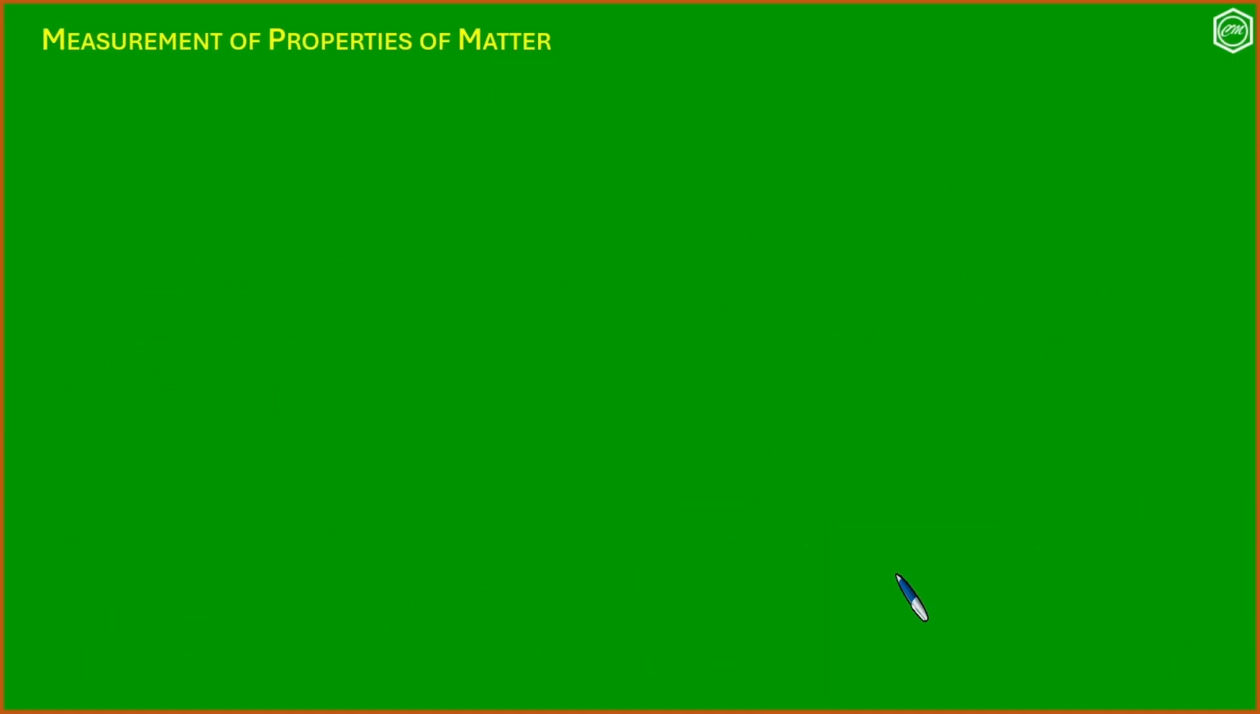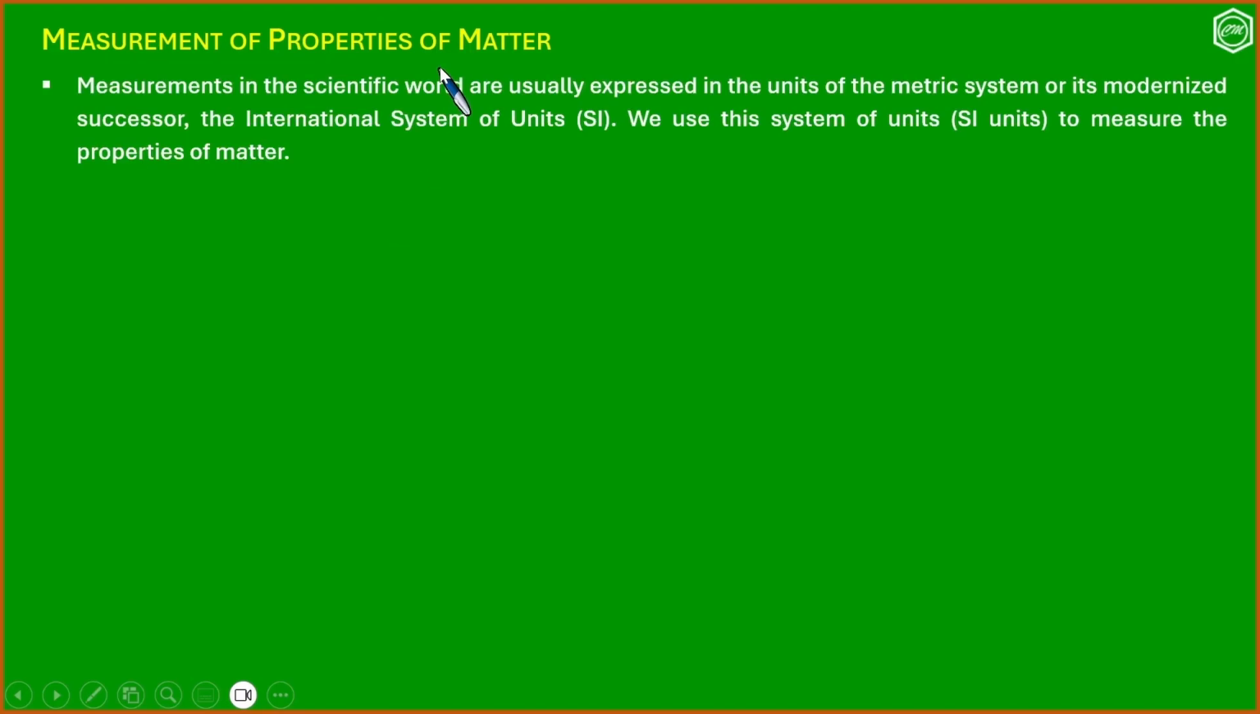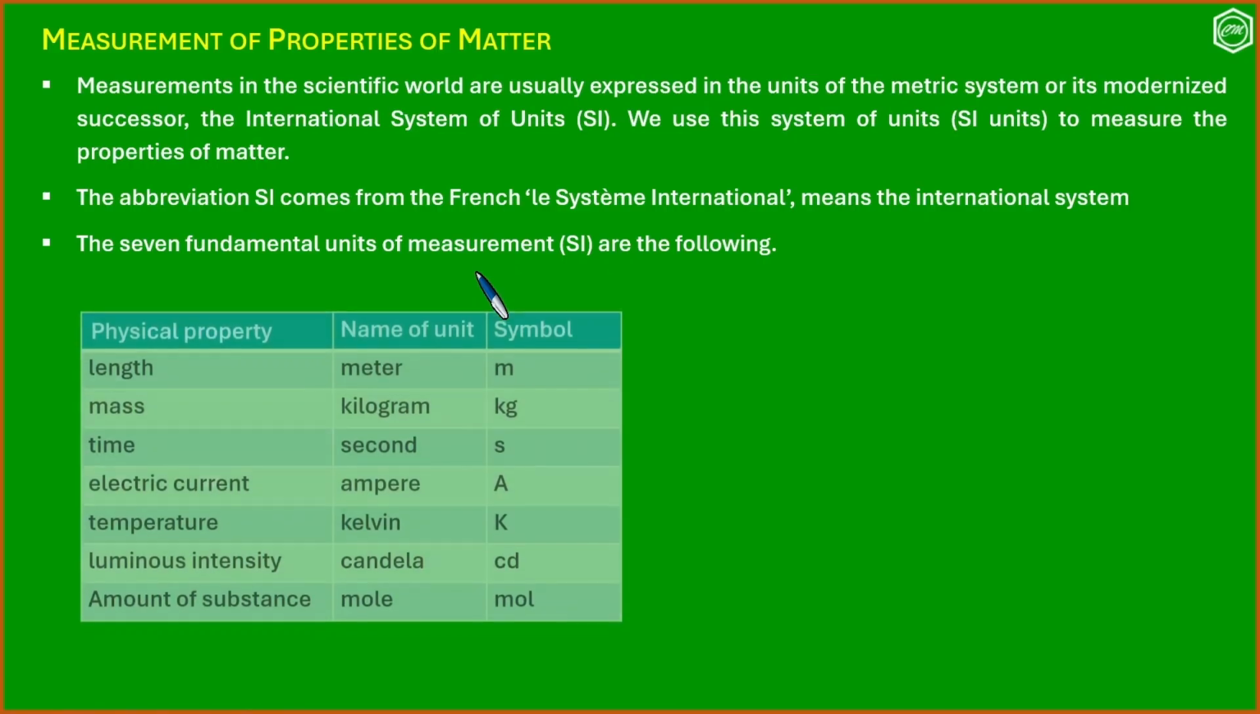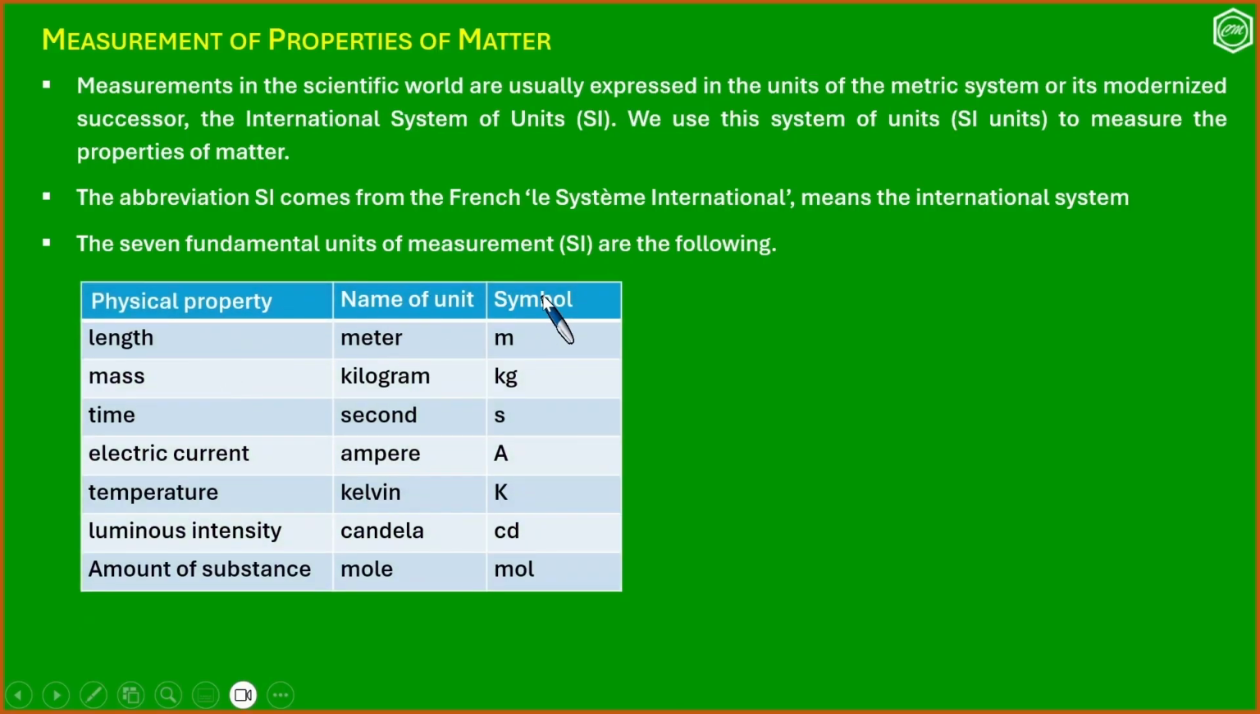Measurements in the scientific world are usually expressed in units of the metric system or its modernized successor, the International System of Units, abbreviated as SI. We use this system of units to measure the properties of matter. The abbreviation SI comes from the French Le Système International, meaning international system. These are the 7 fundamental units of measurement, SI units. Physical property, name of unit, symbol. Length, name of unit meter, symbol lowercase m.